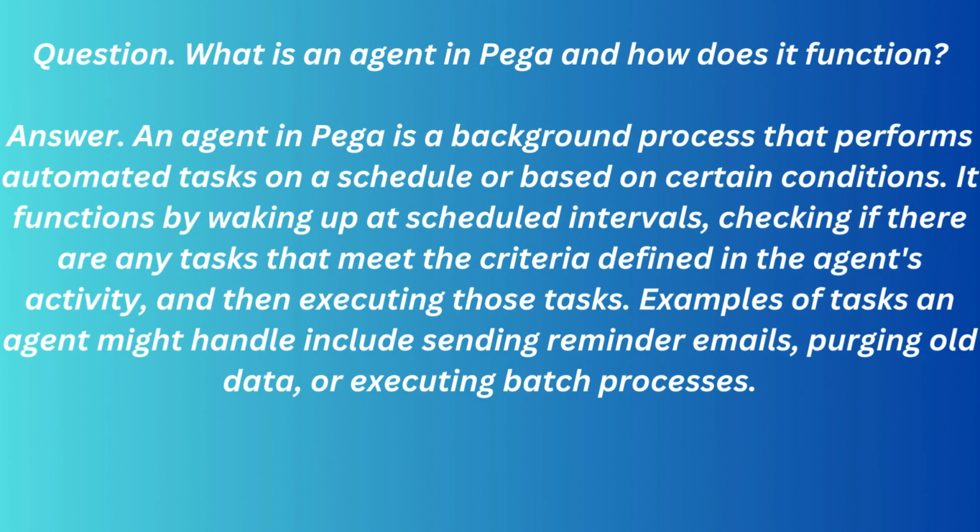Question. What is an agent in Pega and how does it function? Answer. An agent in Pega is a background process that performs automated tasks on a schedule or based on certain conditions. It functions by waking up at scheduled intervals, checking if there are any tasks that meet the criteria defined in the agent's activity, and then executing those tasks. Examples of tasks an agent might handle include sending reminder emails, purging old data, or executing batch processes.